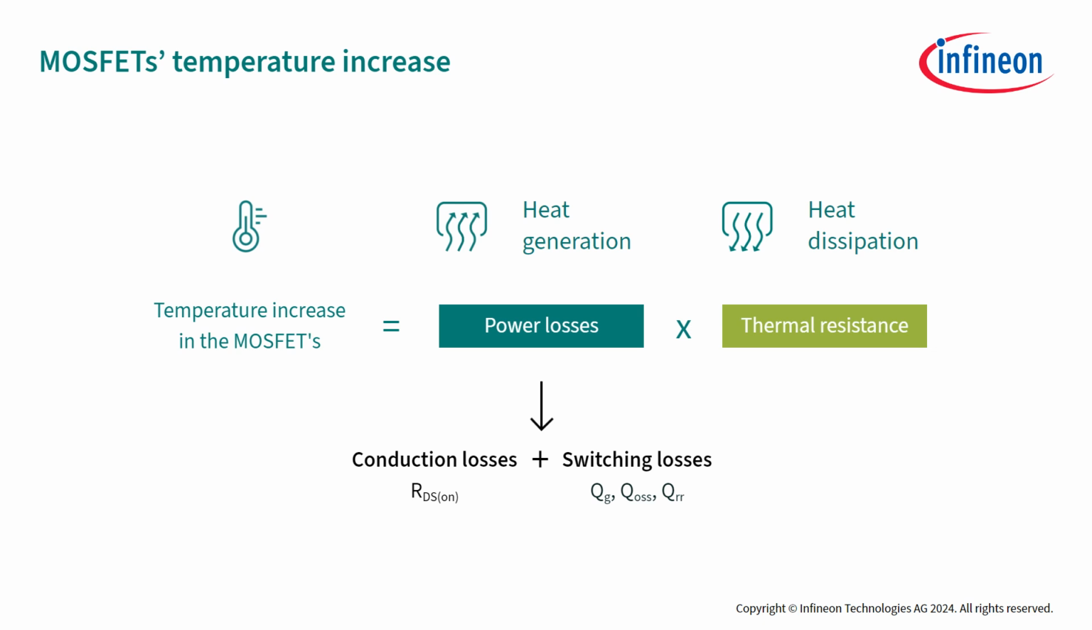To conclude, if your MOSFET is generating a lot of heat and having high power losses, you will need to find a solution to dissipate it, which means having a lower thermal resistance and vice versa. Simple, right? Let's explore further by taking a look at heat generation.